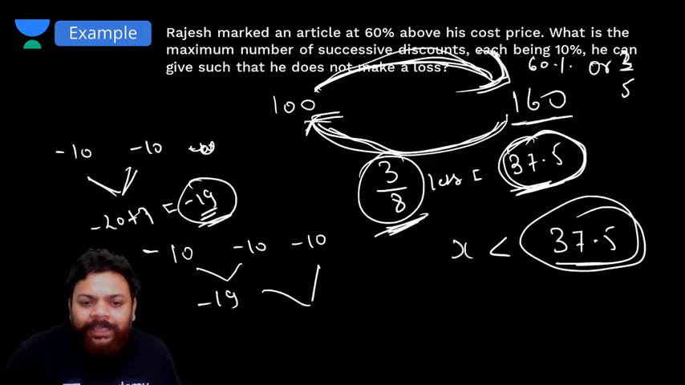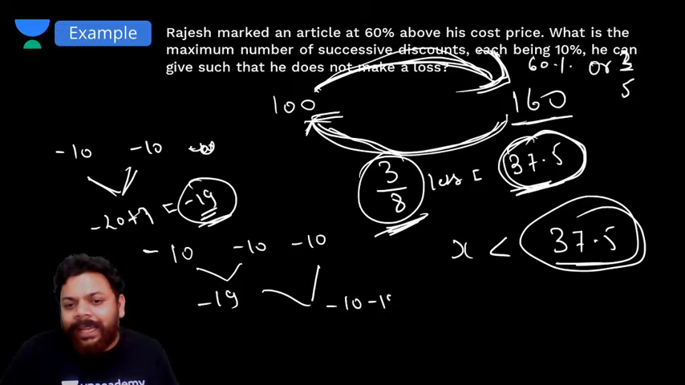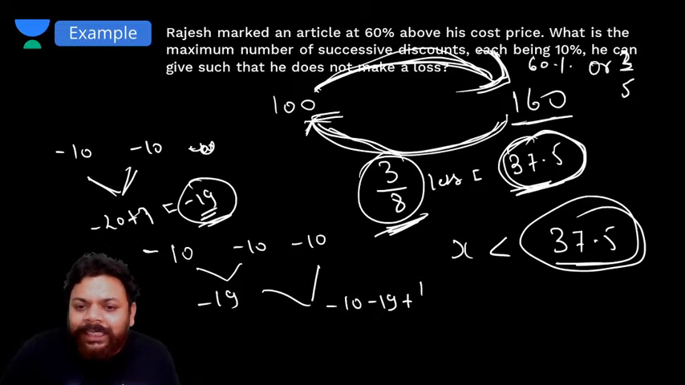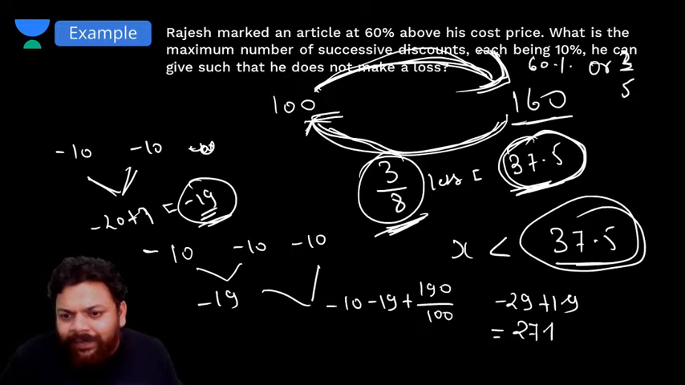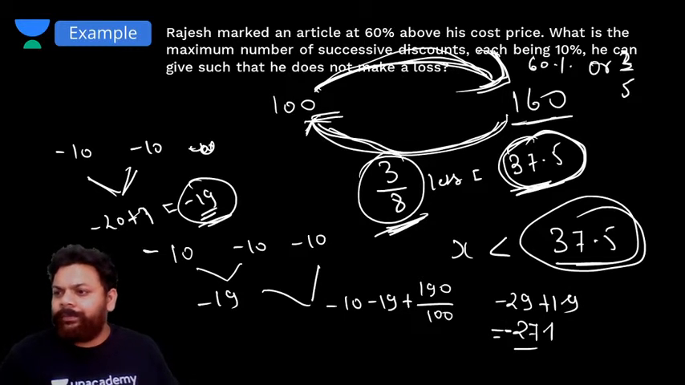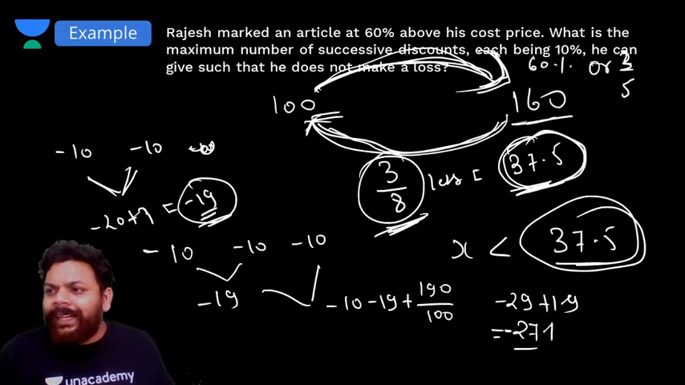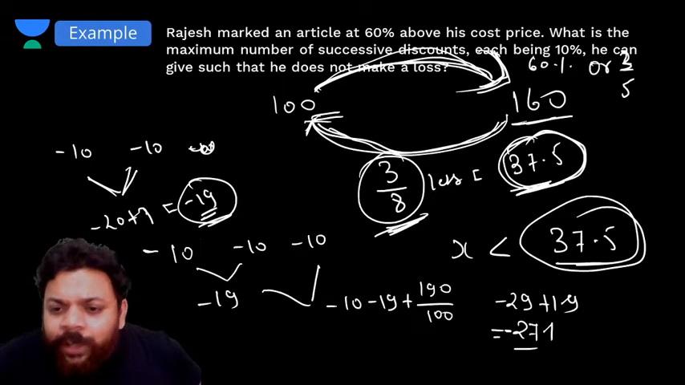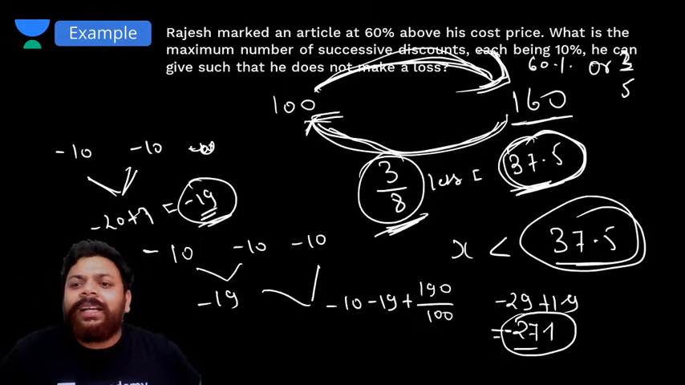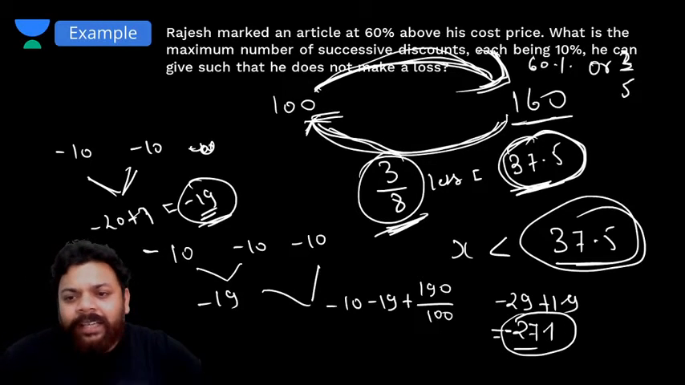That. And for these two we can say -10, -19 and plus this must be 190 divided by 100, and that is going to be -29 plus 1.9, that will get 27.1 minus में. 4 is the correct answer Aman. So still ये जो है 27.1 आ रहा है, that means अभी भी ये लेस है.